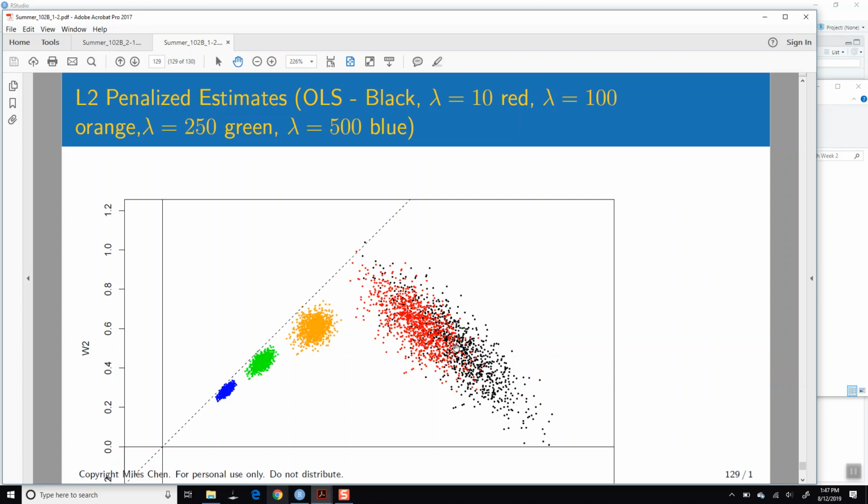So is it always the case that when you add on the lambda, there will be more bias in there? Yes, increasing lambda will increase the bias, okay? But increasing the lambda will also reduce the variance in your coefficient estimates.